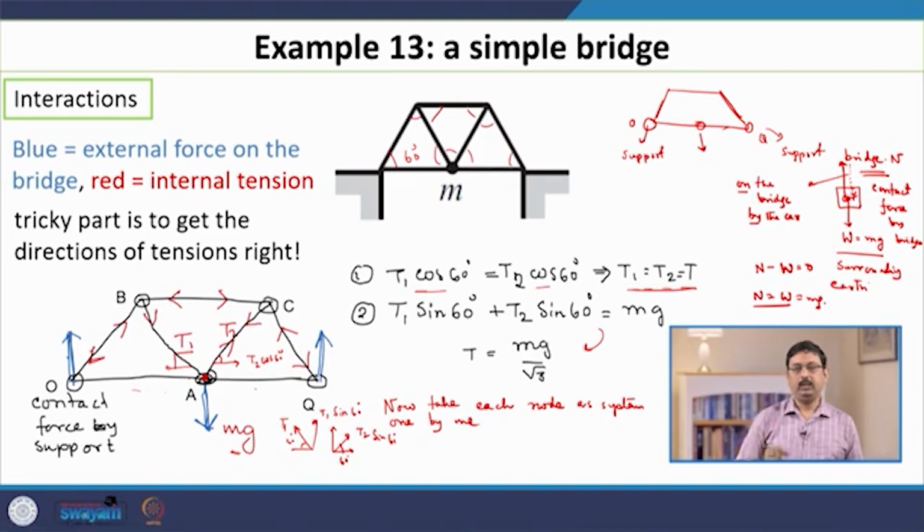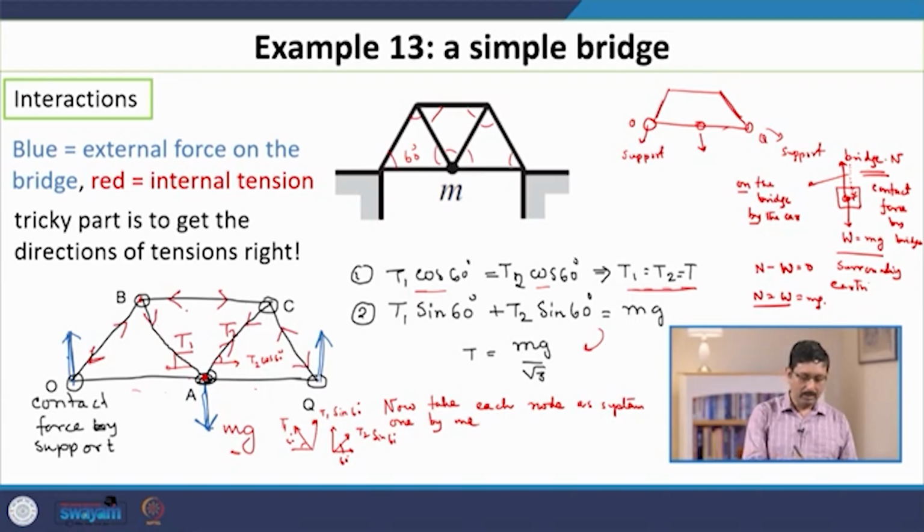Now, I will give you an exercise that you can verify. Take another node, node B, as your system, and there are 3 beams connected at node B, as I have shown. Remember that if we apply our rule 2, then if we want to know the force acting on the node B, we need to determine the direction of force at the node B by the beam and on the beam.